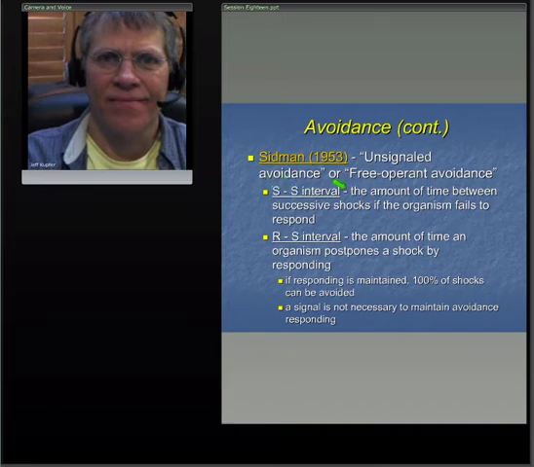So when the rat's placed in the chamber and the shock is turned on, little brief electric shocks are delivered every 5 seconds. That's if no responding occurs. If a response occurs, this clock shuts off and this clock turns on, which is actually set at another value. Let's set this one, say, at 20 seconds.